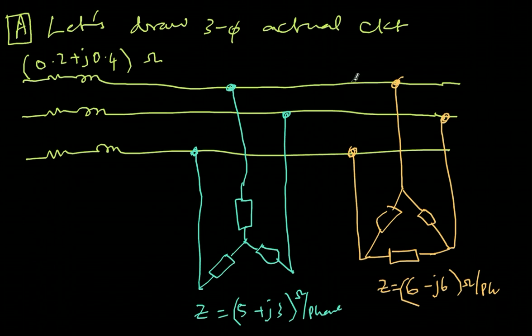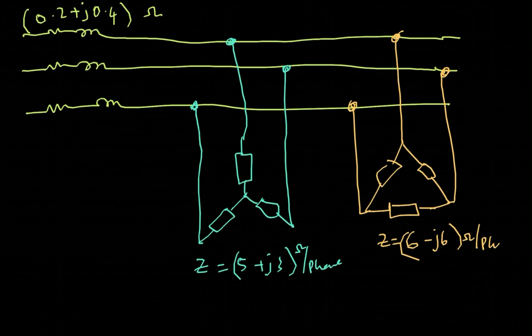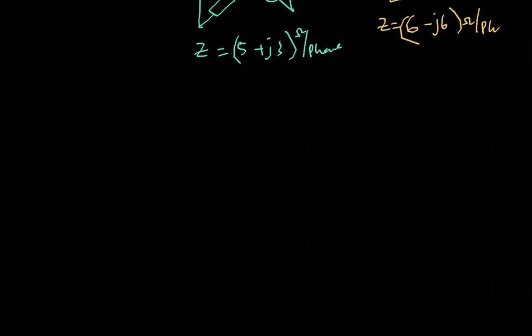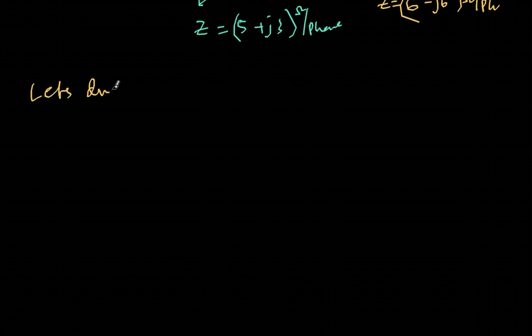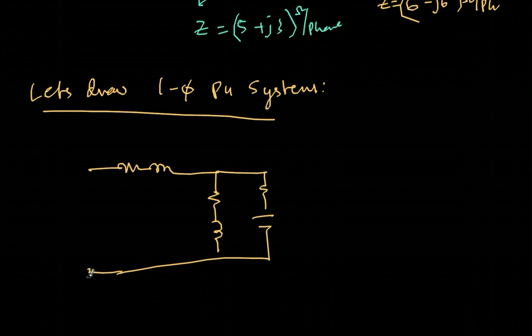As you can imagine, this is a very cumbersome and long process to draw because it's a full three-phase system. Represent the above network as a one-phase per unit equivalent. Now I can just look at the structure of this and represent a one-phase per unit system. So let's draw the one phase per unit system, but the values we will have to calculate. Without values, I have a source impedance and then I have two impedances. That's it. This is my one phase per unit system. I'll be filling the values in later.